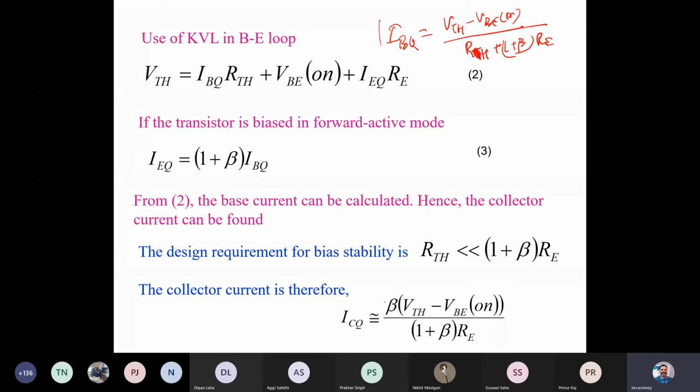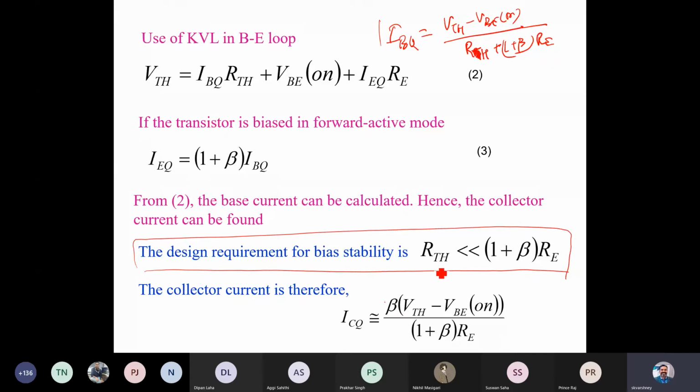The design requirement for bias stability is this: the Thevenin equivalent resistance represented at the base terminal should be much less than (1 plus beta) times RE. As a thumb rule, RTH should be approximately 10%, that is 0.1, of the value of (1 plus beta) times RE. That's a standard design criterion, a design rule of thumb, I can say.